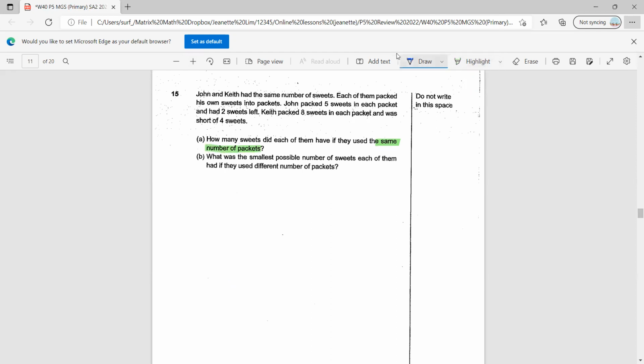This is listing method. So listing, the first one is times 5, 2 left, so plus 2. Multiples of 5, then plus 2. 5, 10, 15, 20, 25, 30, 35.